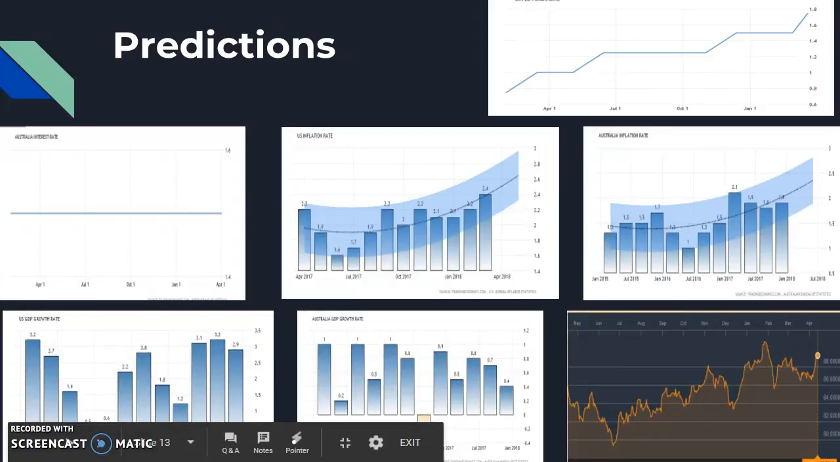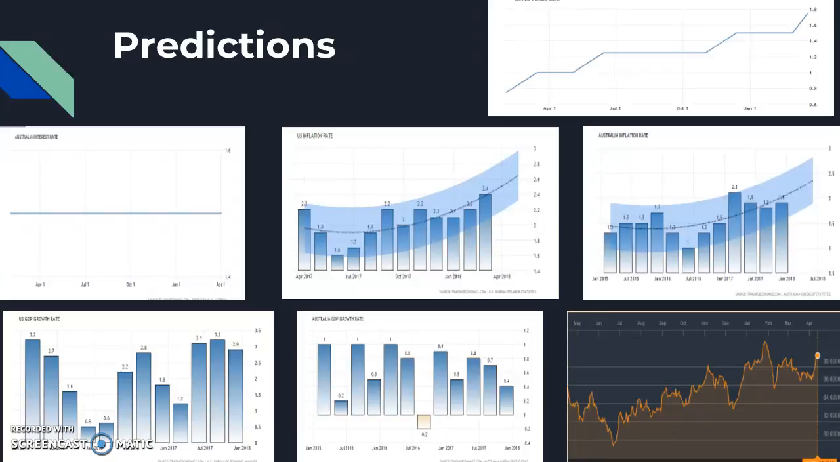Displayed here are some graphs which outline why we made the predictions we will make. The graph in the top right corner displays the US interest rate increasing over the next 6 to 9 months. The following graph displays the Australian interest rate predictions staying constant over that same period. Following that are predictions of the US and Australian inflation rates for the next year, showing the US inflation rate expected to increase faster than the Australian inflation rate. Following this is the past 12 months of data of growth rate for the Australian and US GDP.